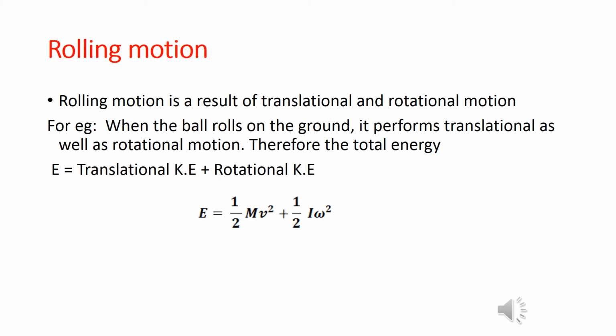Therefore, the total kinetic energy associated with the rolling motion is a sum of translational kinetic energy and rotational kinetic energy. The translational kinetic energy is written as half mv square, where m is the mass of the body and v is the linear velocity of the body. And rotational kinetic energy is written as half I omega square, where I is the moment of inertia of the body and omega is the angular velocity of the body. Therefore, the total energy associated with the rolling motion is half mv square plus half I omega square.